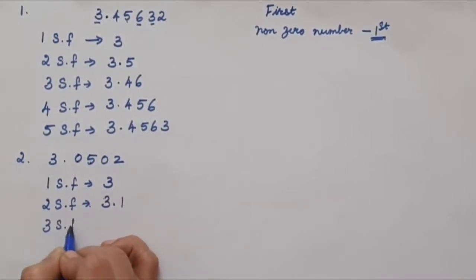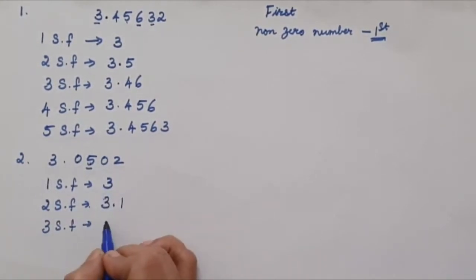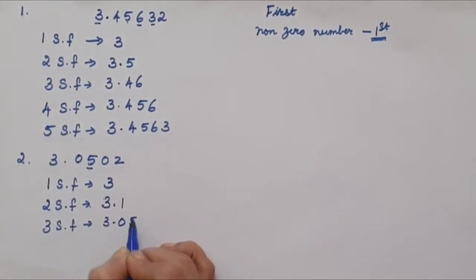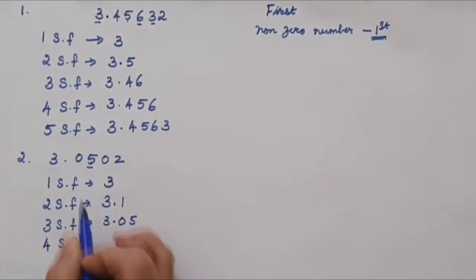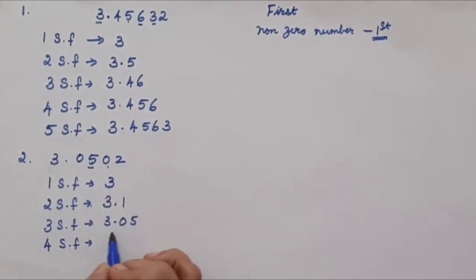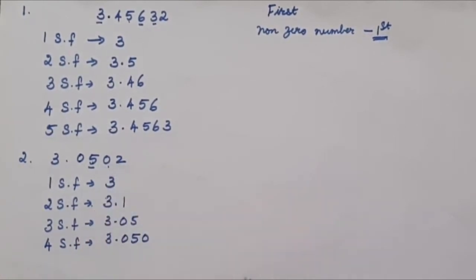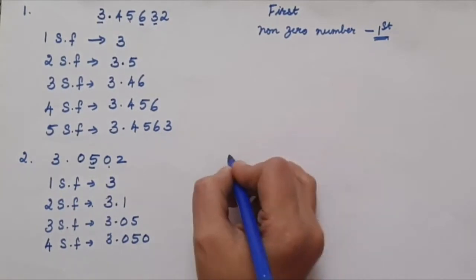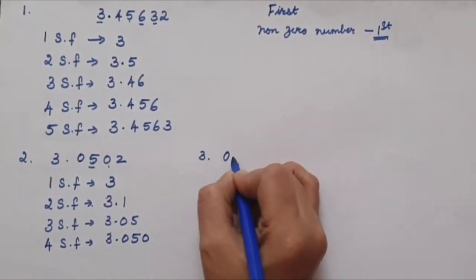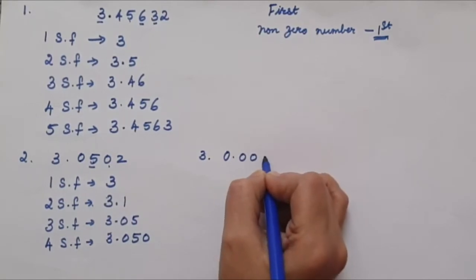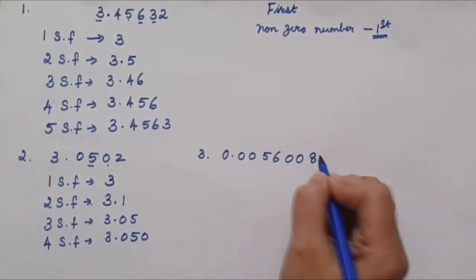Then the third significant figure, that is still here. Now the next digit is a 0, so our answer will be 3.05. Then if you have to write the number to the fourth significant figure, till here, so again this becomes 3.050. As the next digit is a 2, we are not adding any number. Then the third question. Suppose it is 0.0056008.